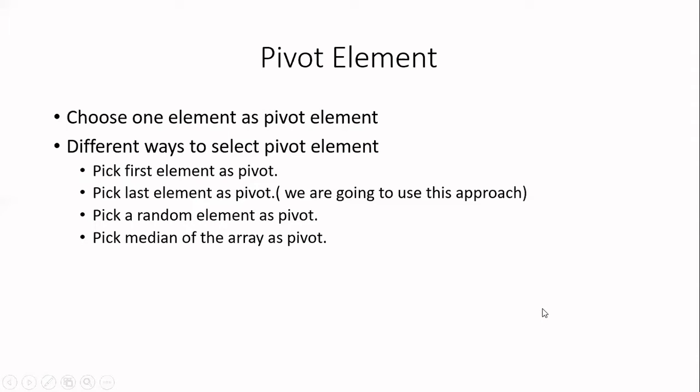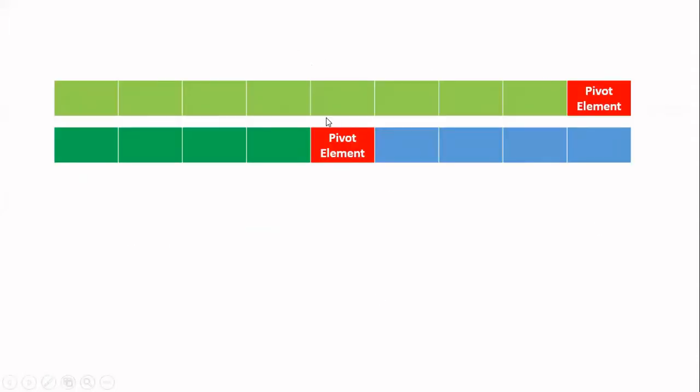After you select the pivot element, you find the proper position of the pivot element in the sorted array. That means you have to finalize in the final array where this pivot element will appear. You will not finalize the position of the other elements. You will finalize only the position of the pivot element. Okay. So now this is the final position of the pivot element.